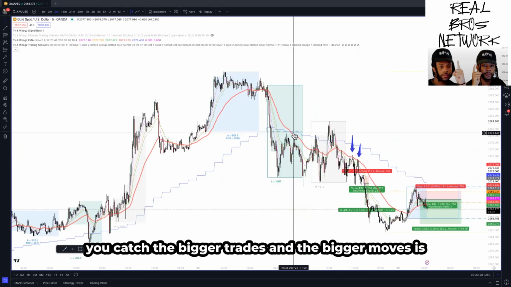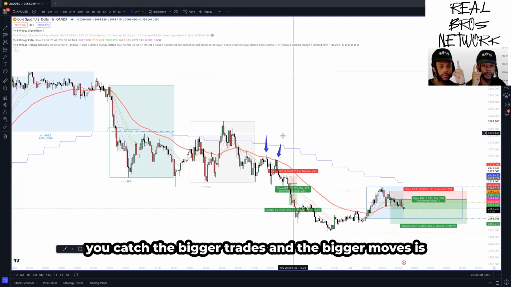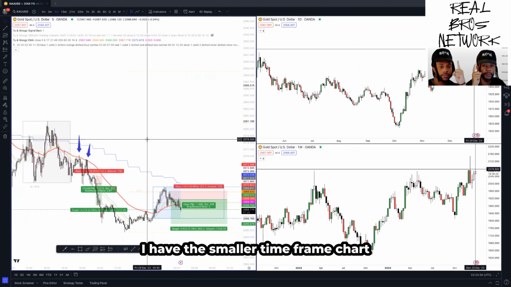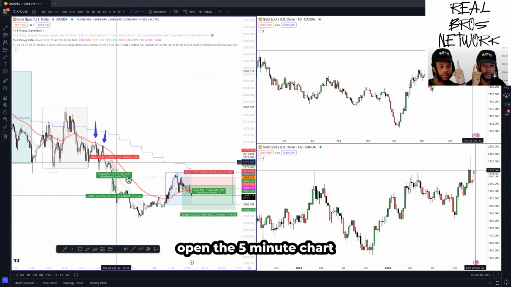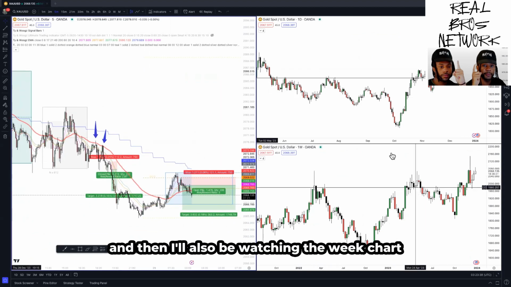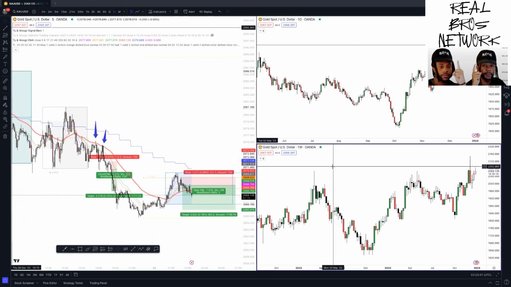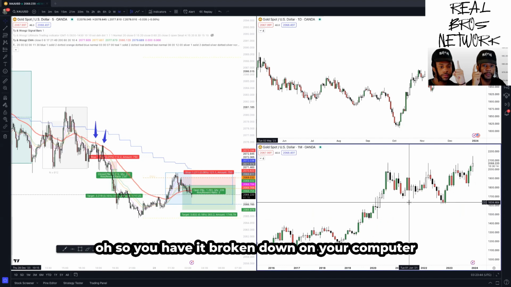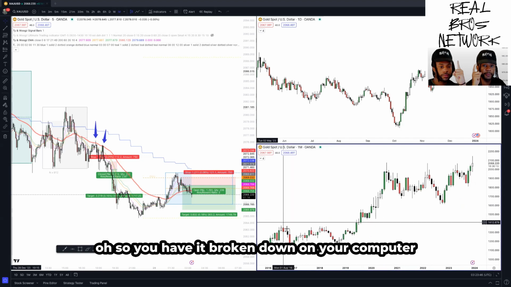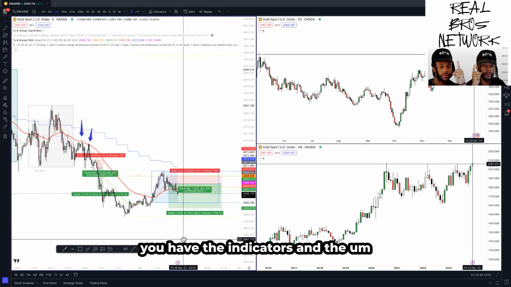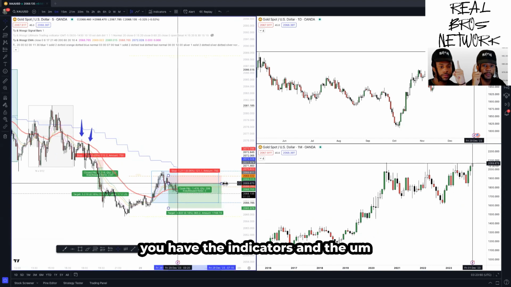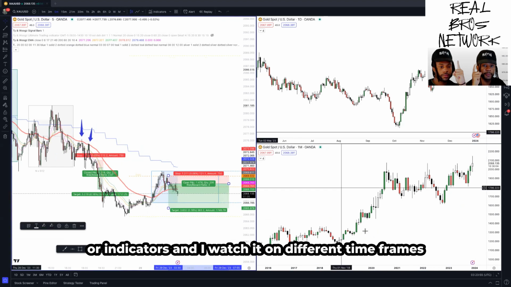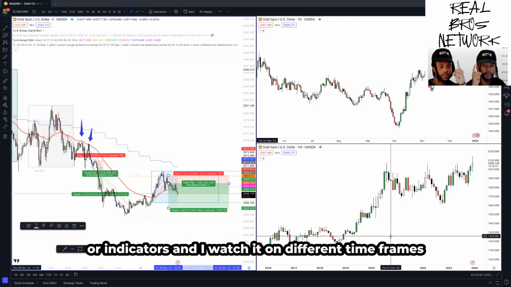The way you catch the bigger trades and the bigger moves is, this is how my screen normally looks. I have the smaller time frame chart open, the 5-minute chart, and then I'll also be watching the week chart and the day chart. And sometimes I switch to the month chart. So you have it broken down on your computer, the different time frames with the indicators? I use the same 4 indicators, and I watch them on different time frames.